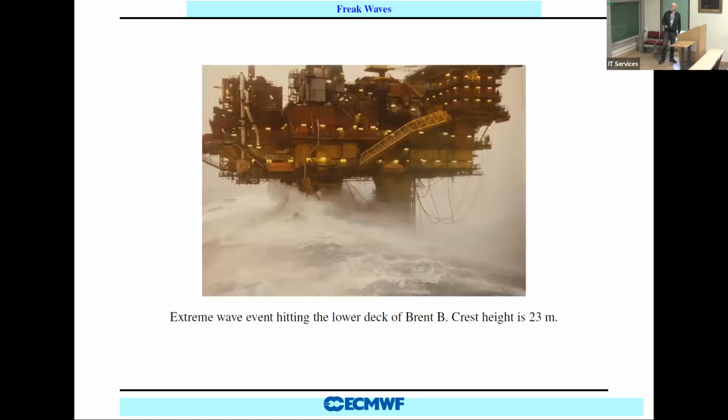Right, so this is an example of a freak wave event. This oil rig is on average 23 meters above mean sea level. And as you can see, now the wave is hitting the lower deck. And so it turns out that the crest height is something like 23 meters, which is quite unusual because you should realize there's also something below the sea surface. So we're looking at something like a 30-meter event or so, 35.